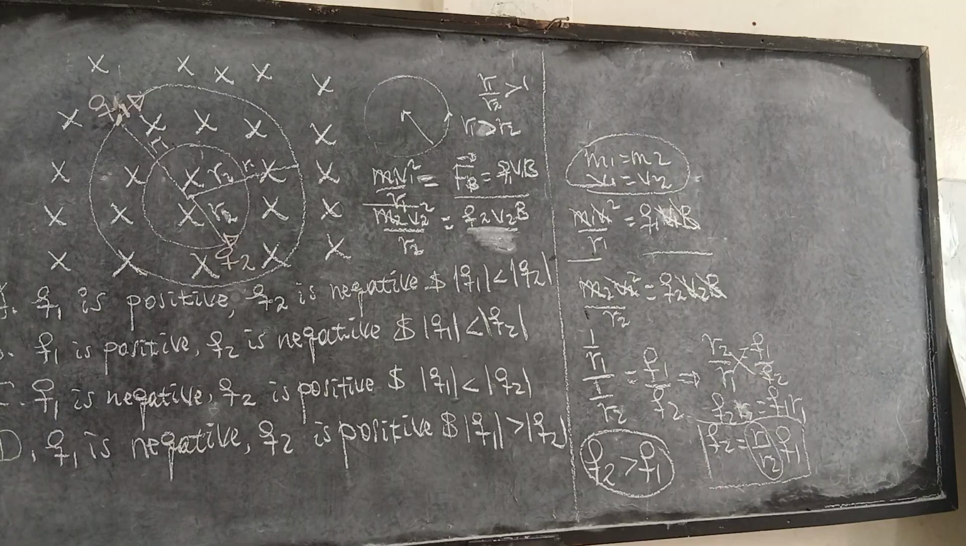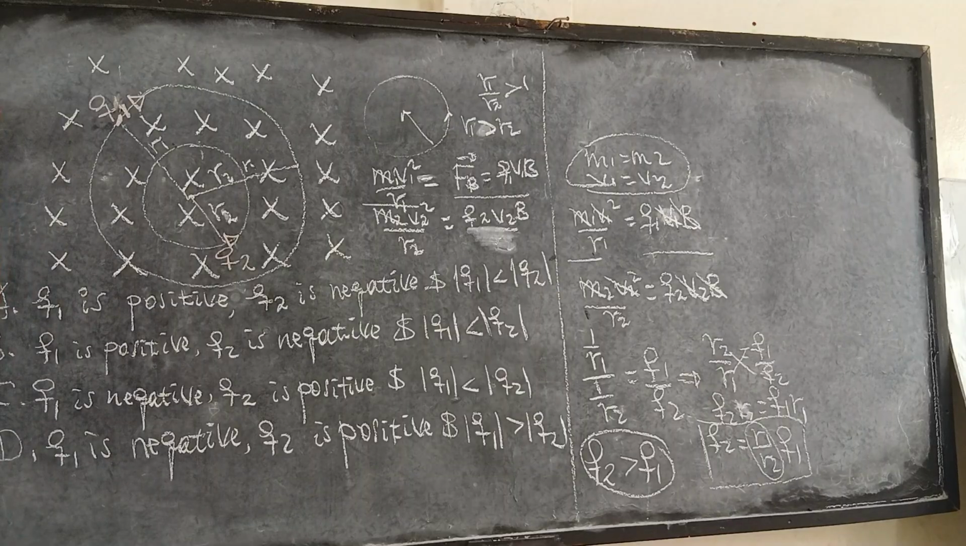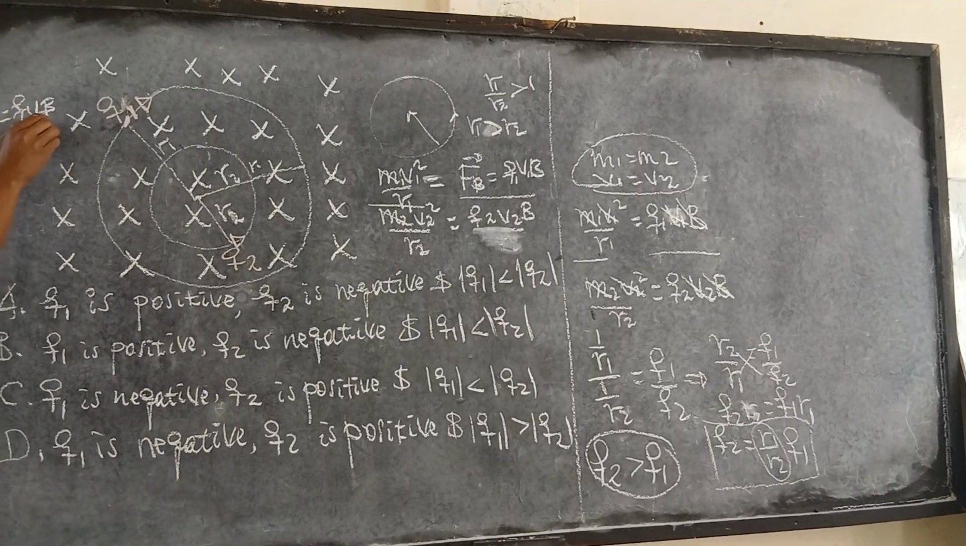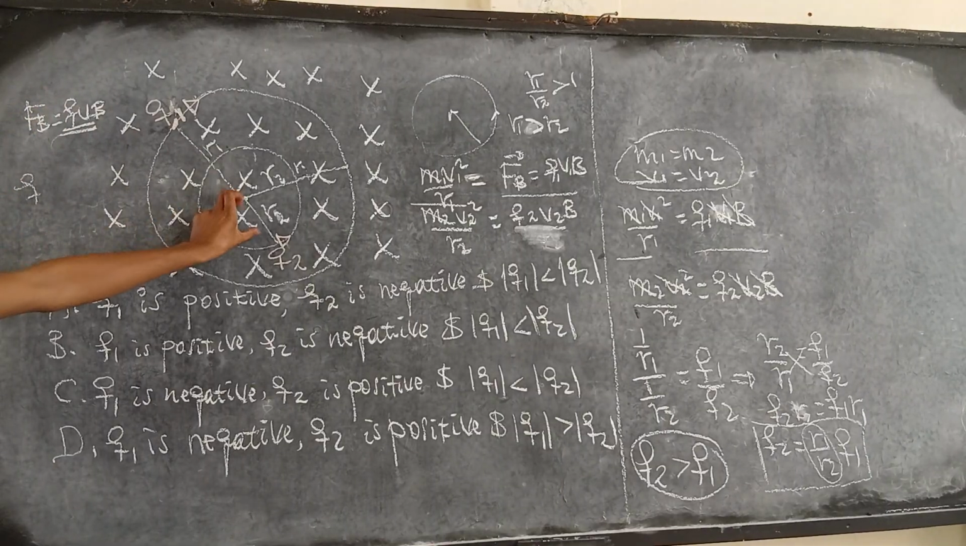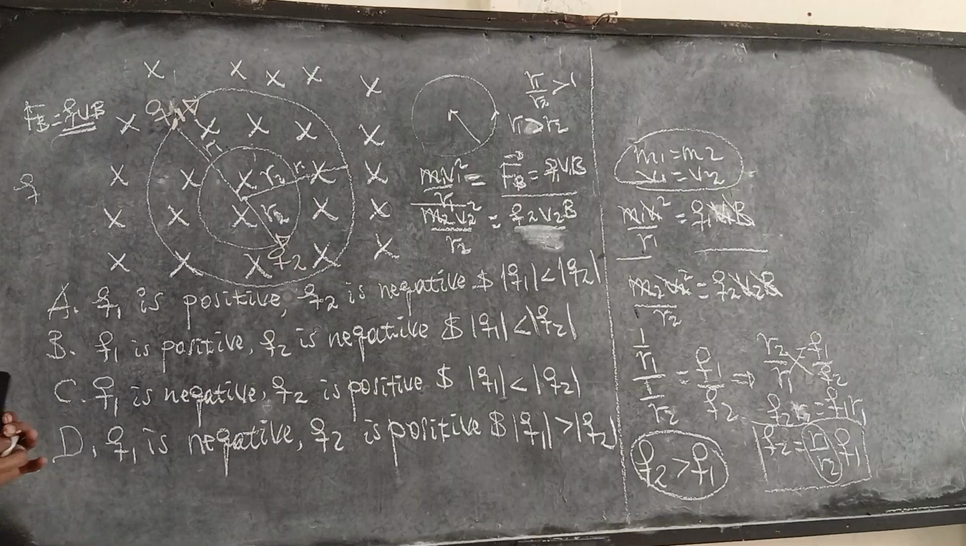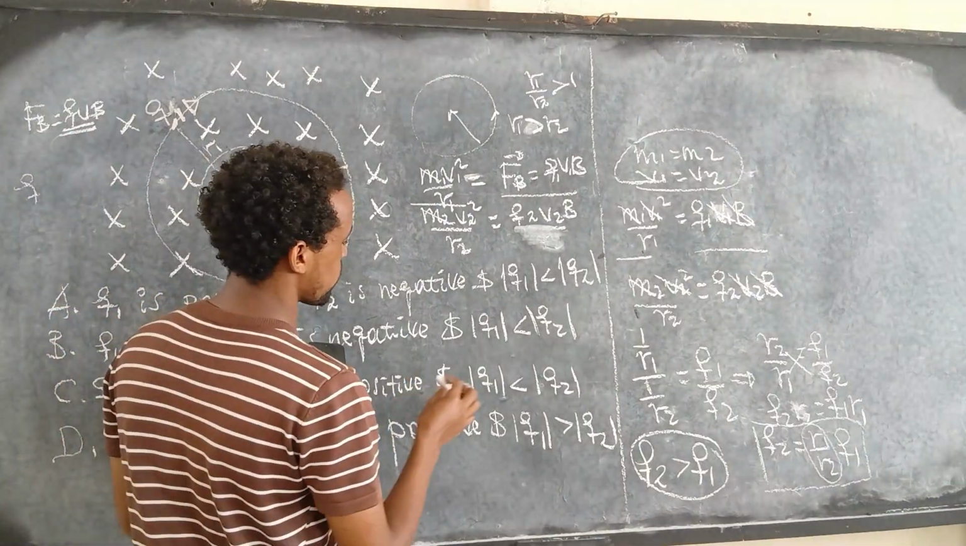How else can we explain it? When the charge is large, what happens to the magnetic force? It increases, because the magnetic force on a charge is directly proportional to the charge that's moving in it. So as the charge increases, the magnetic force increases, so the radius will be very small, since it is attracted toward the center. So we have to know this one.